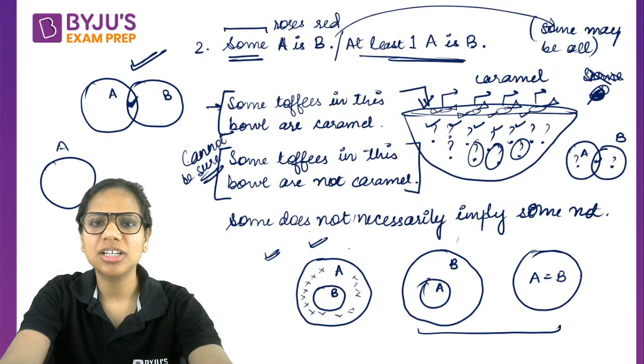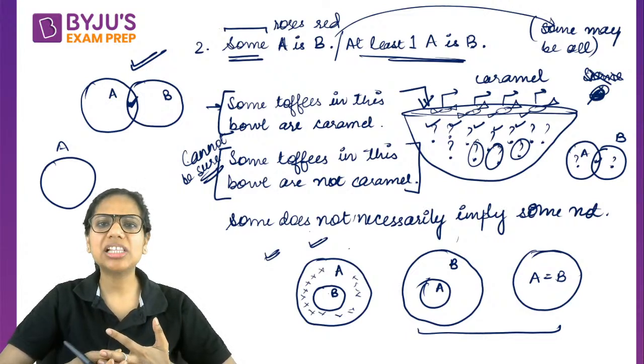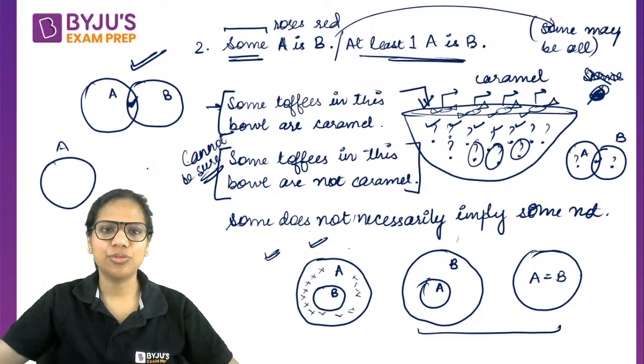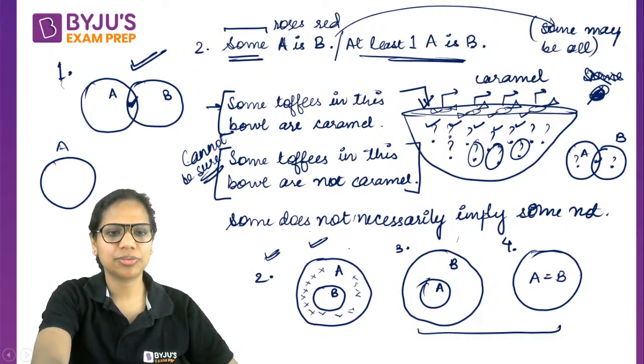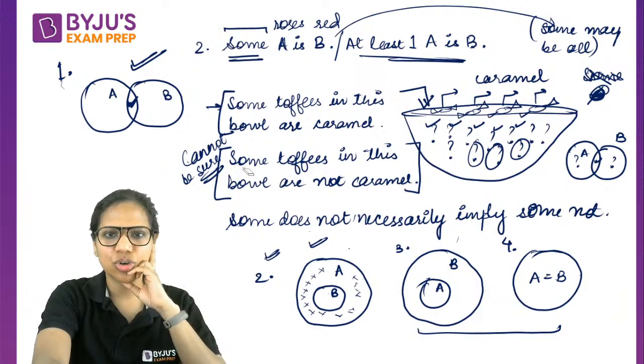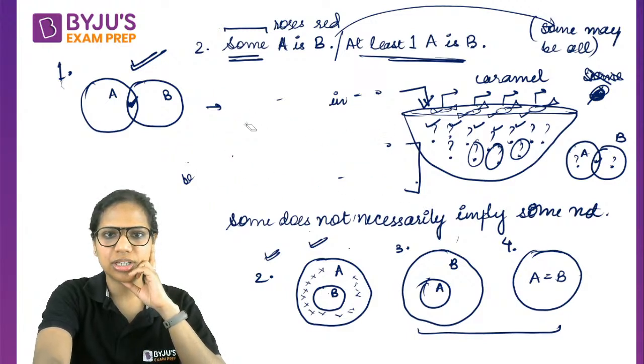Now, coming to the next one, some A is B. When I say some A is B, what else can I be sure about? Four diagrams here. Diagram number 1, 2, 3, 4. To be sure about something, it should be true in all the four cases, yes? So tell me, what can I be sure about? I'm going to write some conclusions here. Meanwhile, let's see what you say.